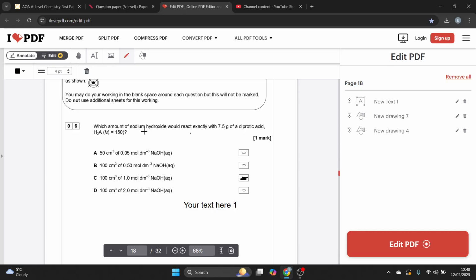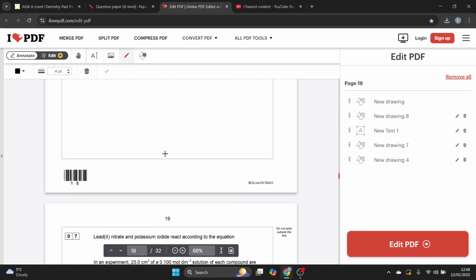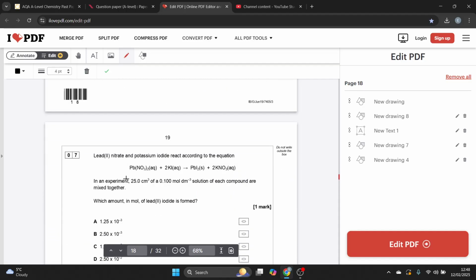Question 6, which amount of sodium hydroxide reacts exactly with this? First thing I do is find out the moles of this, using the mass and Mr. Then I times it by 2 because it's a diprotic acid, and I should get 0.1. Therefore the answer must be C, because that would give you 0.1 moles: 100 divided by 1000 times by 1, concentration times volume.